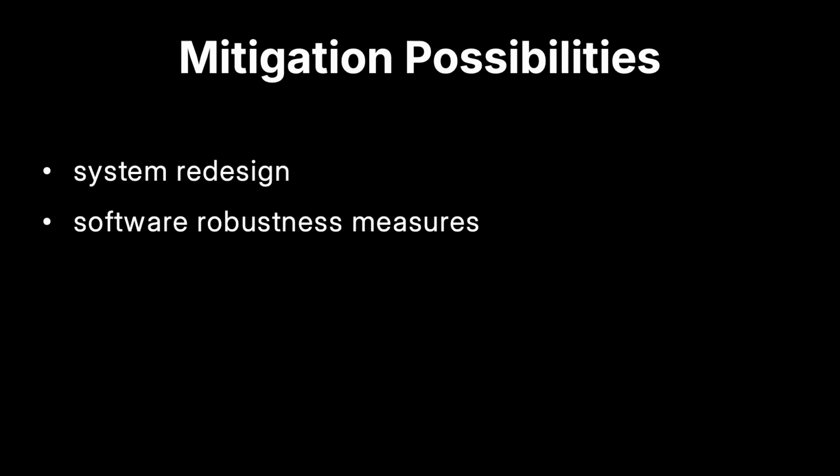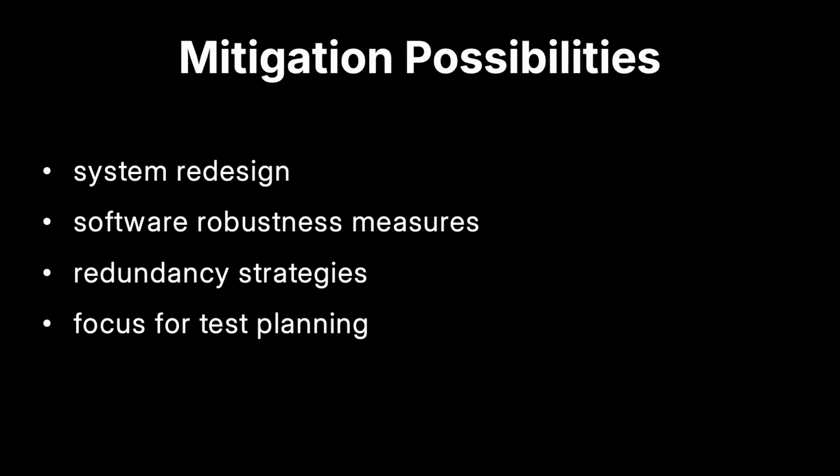There are some general mitigation possibilities you can look at as potential solutions. For example, you have, of course, always the ability to do a system redesign or also to, on a software level, add some robustness measures. Then there could be some redundancy strategies implemented to make sure that the failure do not lead to a complete system breakdown. And another important point is that the FMEA also helps in terms of test planning, and that failure modes with a high risk could have some additional test focuses or additional test cases. And there can be also some monitoring and diagnostics measures implemented.